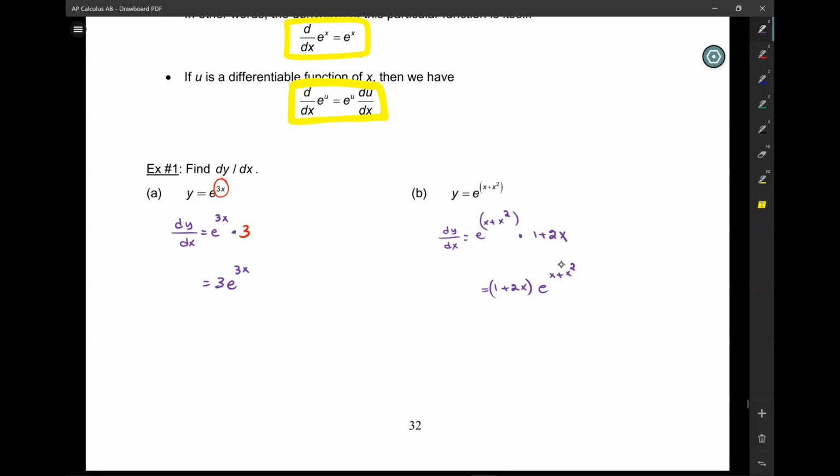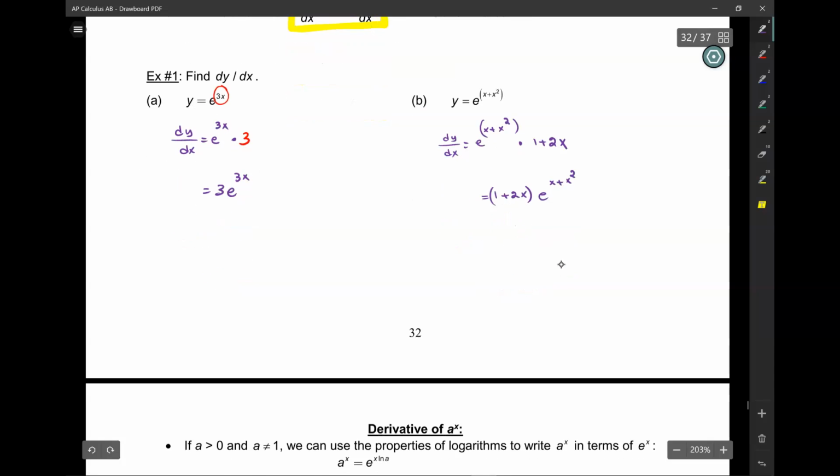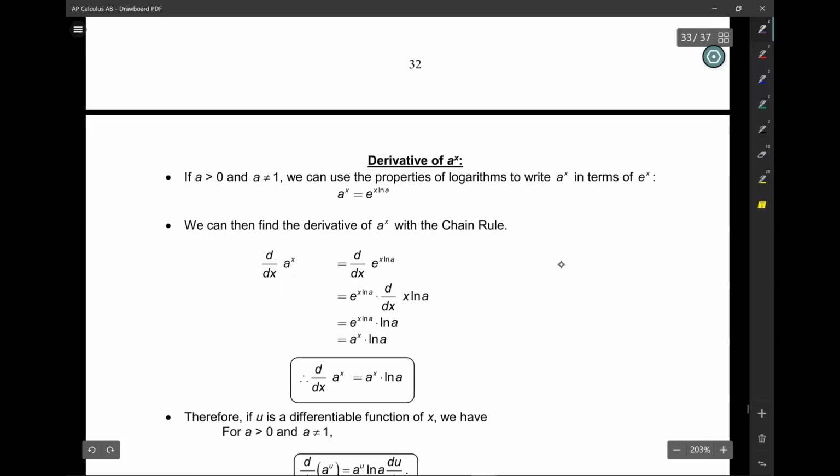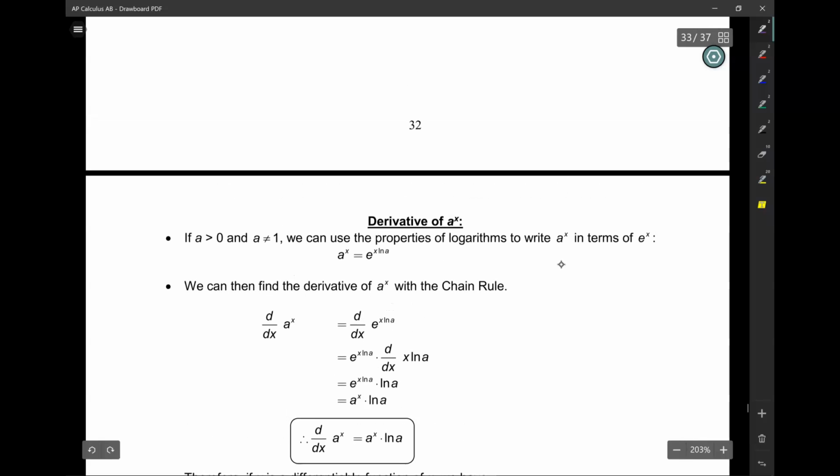Okay, now, this is e to the x. So now, the same question, right? I've been getting the same question already. What if it's any number to the x? What if it's like 3 to the x and not e to the x? What now? Okay, here's the deal. If a is positive and it's not equal to 1, because if it's 1 to the x, then it's pointless.